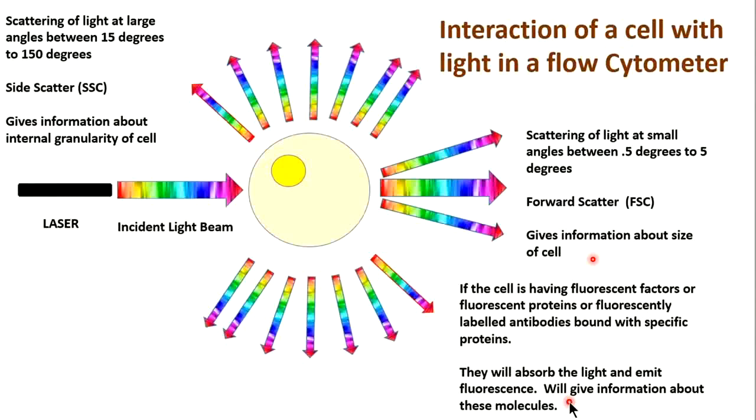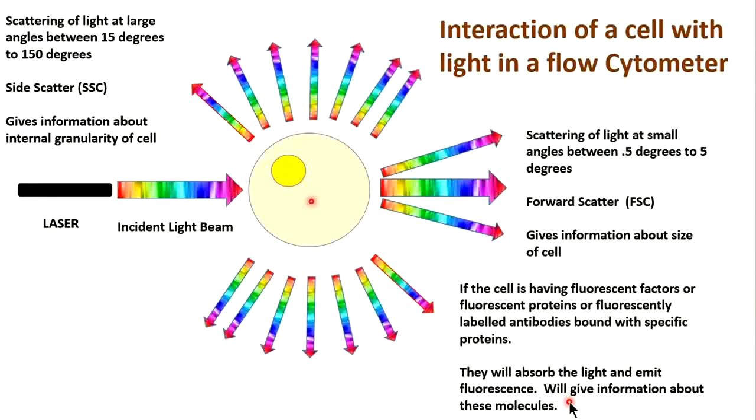So as a biologist, even if you don't want to go into the details of physics, it's fine. You can just say that forward scatter is a parameter of flow cytometry and it gives the information about size of cell. More value of forward scatter means cell is big, and less value of forward scatter means cell is small. Okay.